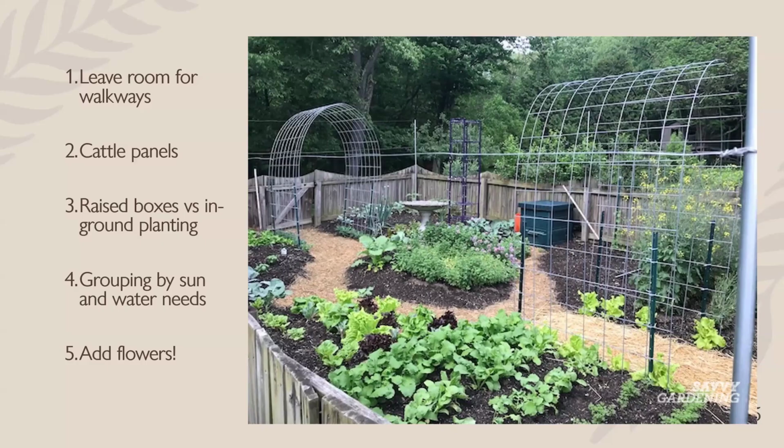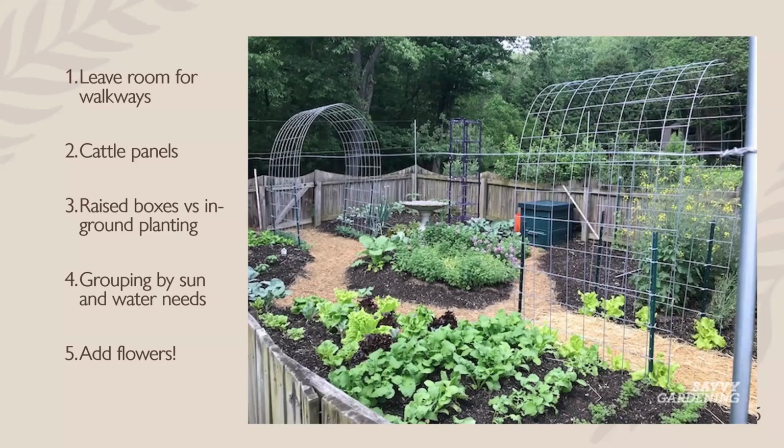Get you guys thinking. So five things just to take away from that part of that is to one, always leave room for walkways. Makes it a lot easier and more enjoyable to navigate your garden. Cattle panels or creative ways to make archways. Great way to get some extra space and airflow. Raised boxes versus in-ground planting. It depends on what kind of soil you have on your property and what you prefer, what's more accessible for you, and also it's just a matter of cost and what you want to invest into the garden.